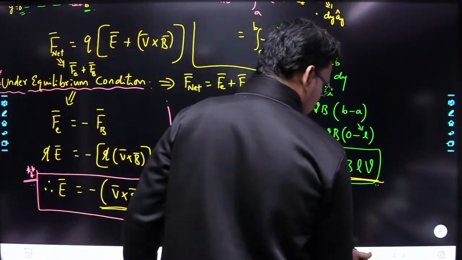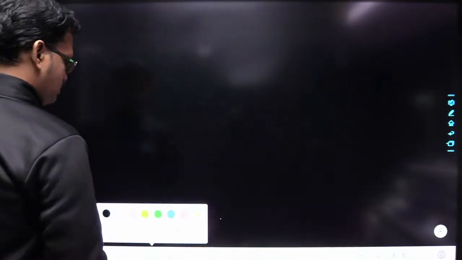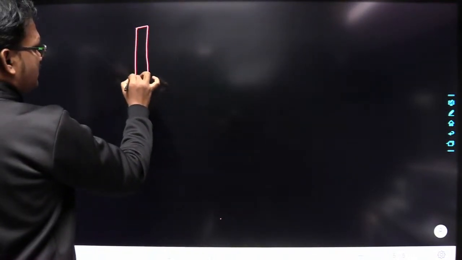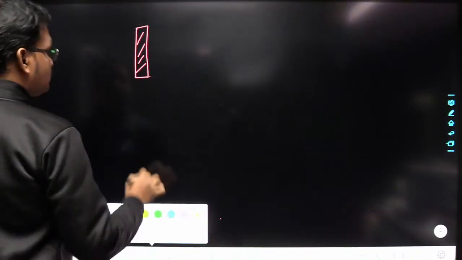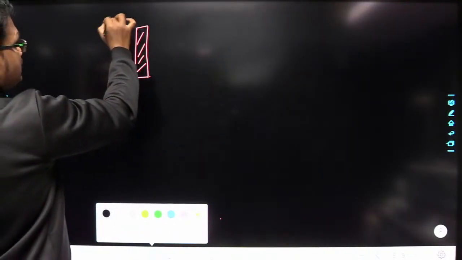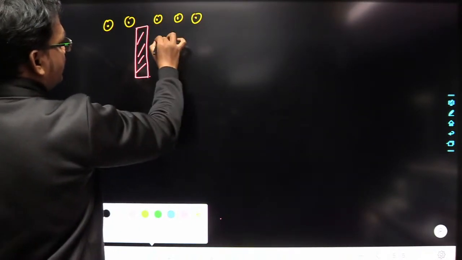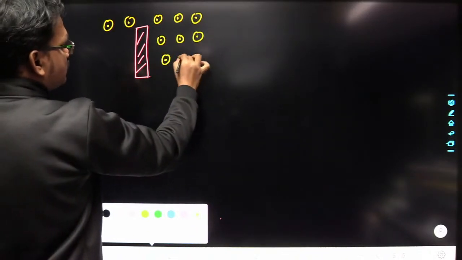Okay. So now I will give you one problem. You have to tell me the answer here. Here I have considered a conducting bar. Now let us say the magnetic field is pointing out of the board. The magnetic field here I am considering is pointing out of the board.